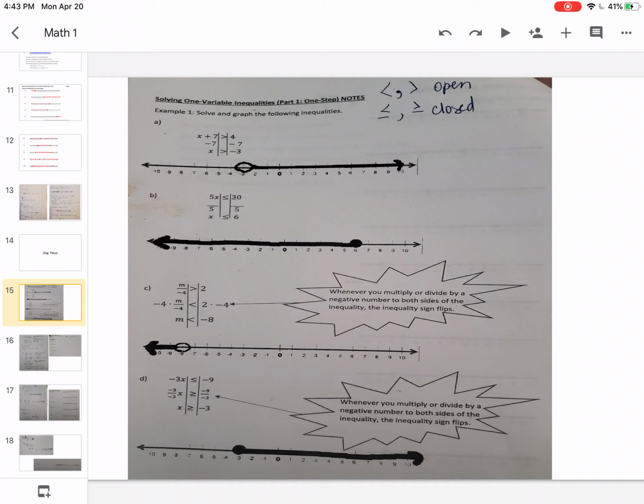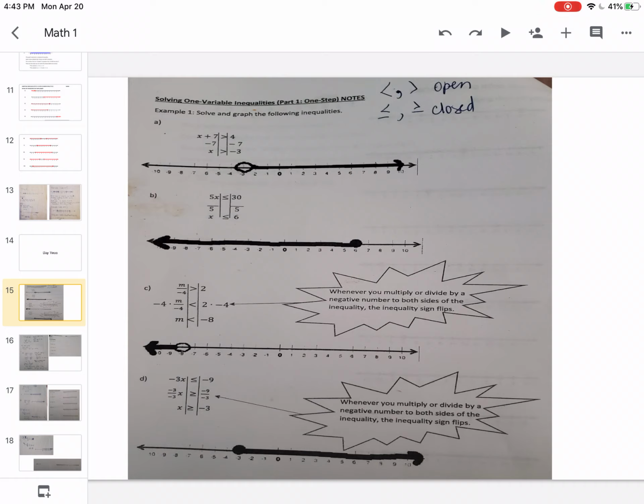is negative 3. You see that the circle is open because the sign doesn't have a line underneath it, and x is greater than negative 3, so you put a circle on negative 3, and it goes towards the larger numbers.